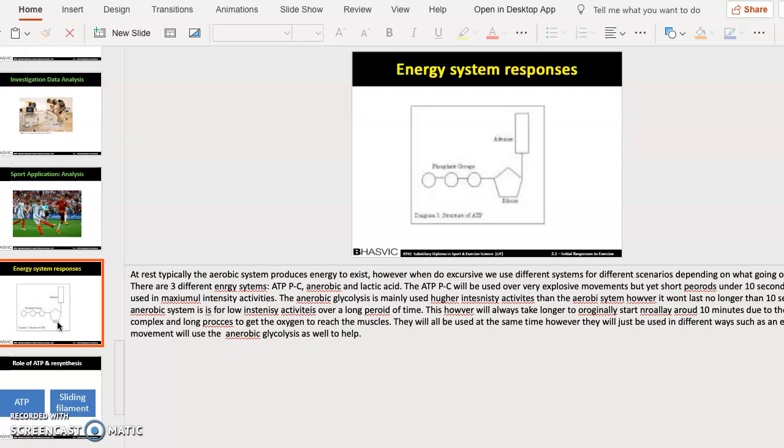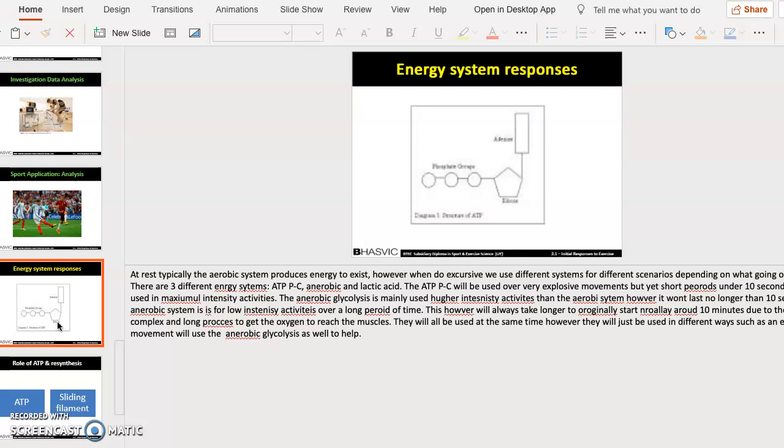The anaerobic glycolytic system is mainly used for high intensity activities, however it won't last longer than 10 seconds. The aerobic system is for low intensities over a longer period of time. This, however, will always take longer to start, normally around 10 minutes, due to the fact that there's such a complex and long process to get the oxygen to reach the muscles.